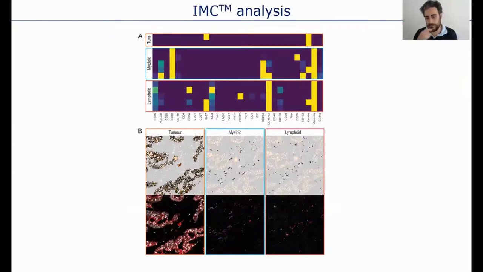Just to give you an example, with ImaCyte, we can inspect the presence of a particular cell cluster in the masks that we apply to the images and evaluate whether that cluster has indeed the morphology and distribution that was expected. So a tumor cell should look like a tumor cell, a myeloid cell like a myeloid cell, and a lymphoid cell like a lymphocyte.